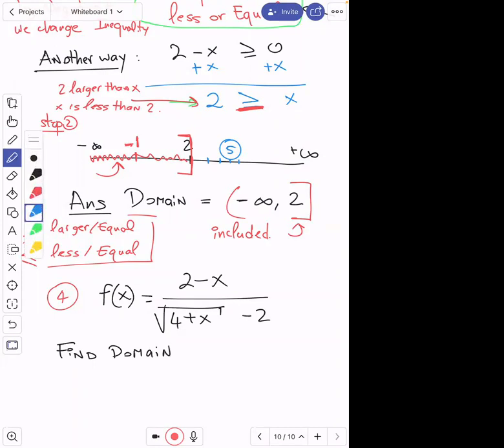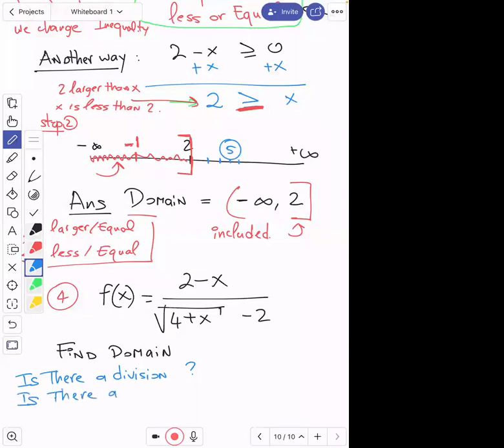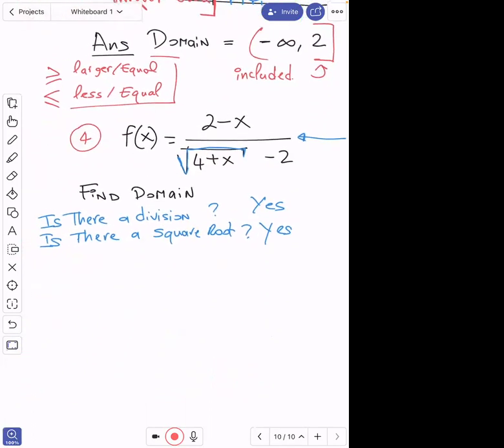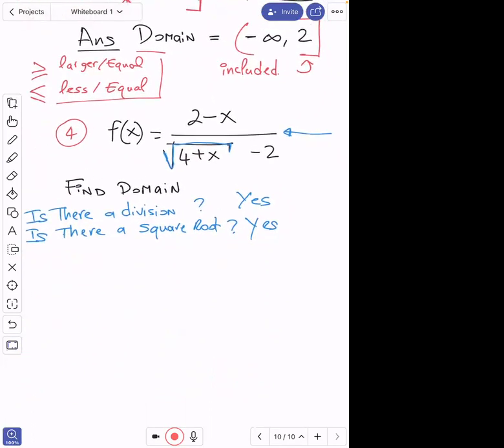As usual, I'm just going to follow the steps. So is there a division? That's the first question. And we need to see if there is a square root. The answer to the first question, is there a division? Yes, because as you can see, it's a fraction here. Is there a square root? Yes, because of this square root right here. So the answer to both questions is yes. That's not really good news, but let's see how it goes.